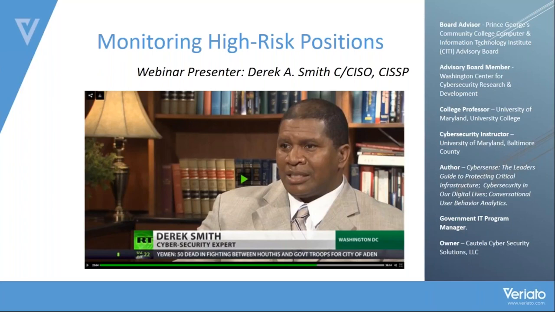Now, these UBA solutions use a combination of analytic approaches, including rule-based and pattern matching and statistical methods and all this other science-y kind of stuff, and in some cases, even supervised and unsupervised machine learning. What it does is establish a baseline of how people typically use networks and devices. And then it goes out and detects significant anomalies. Anomalies mean changes in that behavior. And then it sends alerts to the security folks like you and me for further validation.